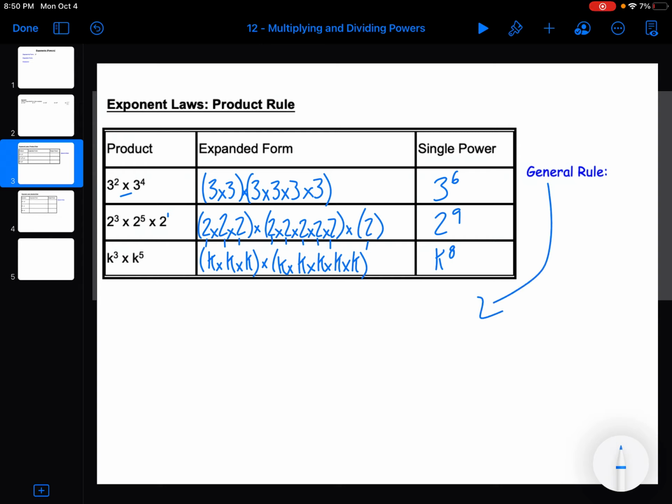So the general rule, and I'm going to just write it down here, is if we have a to the exponent m times a to the exponent n, that's going to be equal to a to the m plus n. We're just adding our two exponents.